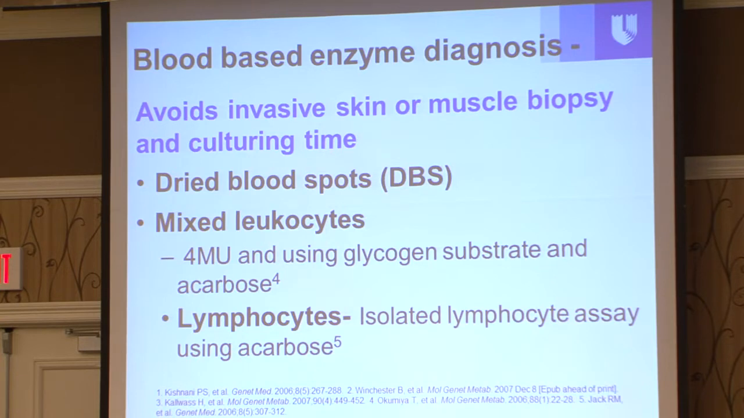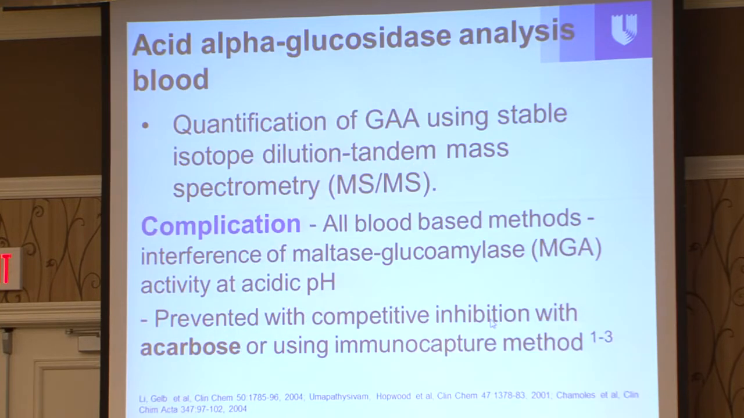Or you can take a tube of blood and isolate the nucleated cells. We call it mixed leukocyte assay. And you can use different, we call it substrates, 4-MU or glycogen, which is naturally occurring in the body, to measure the enzyme activity. Or you can make a pure, one type of cells, we call it lymphocytes, that prep, and then again you can measure the enzyme activity.